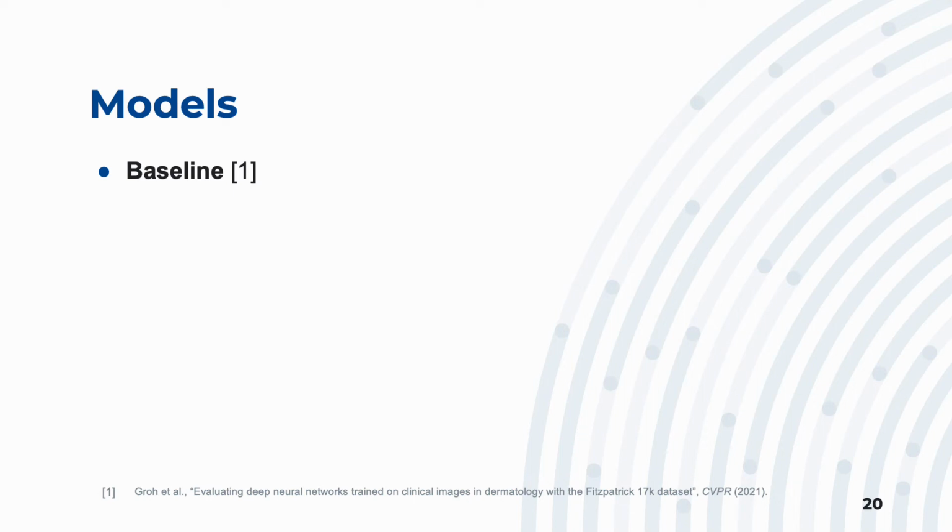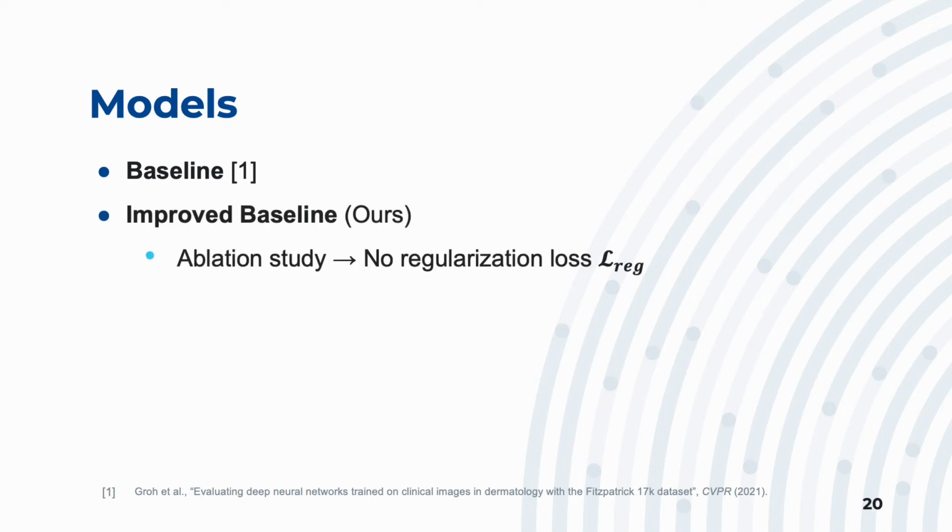In our experiments for evaluation, we compare our results with the method proposed by Groh et al., which has the current state-of-the-art performance on the Fitzpatrick 17K dataset for this task. We call their method the baseline. In order to evaluate the effectiveness of the color invariant representation learning process, we perform an ablation study in which we remove the regularization loss from the learning objective of a model and train the classifier with only the classification objective. We call this model the improved baseline.